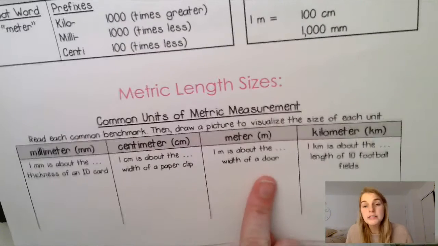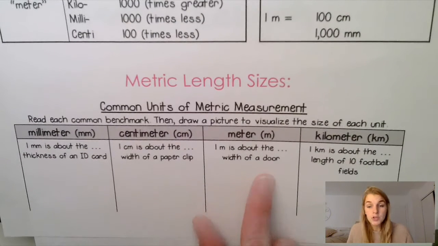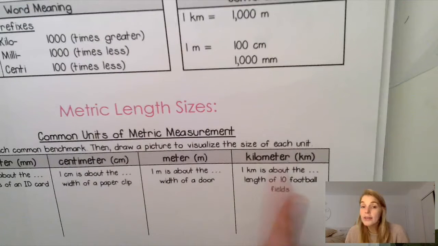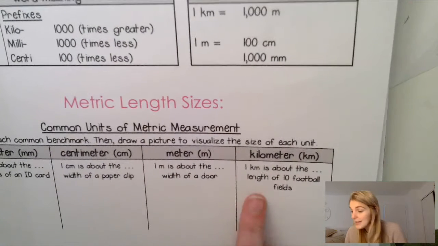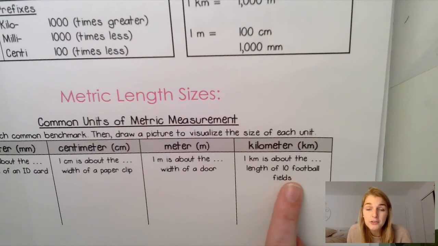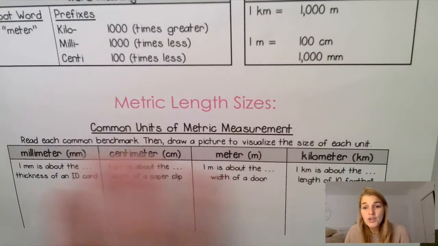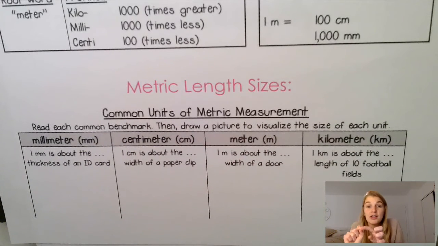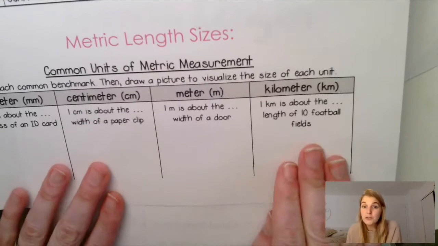A meter is about the width of a door. So how wide it is, not how tall, how wide. And then a kilometer is about the length of 10 football fields. So as you can see, these are increasingly getting larger, from very, very small, almost like your fingernail, to 10 football fields, which is huge.